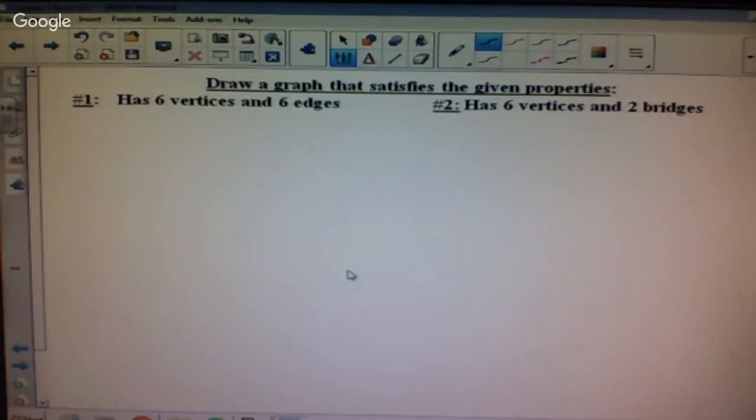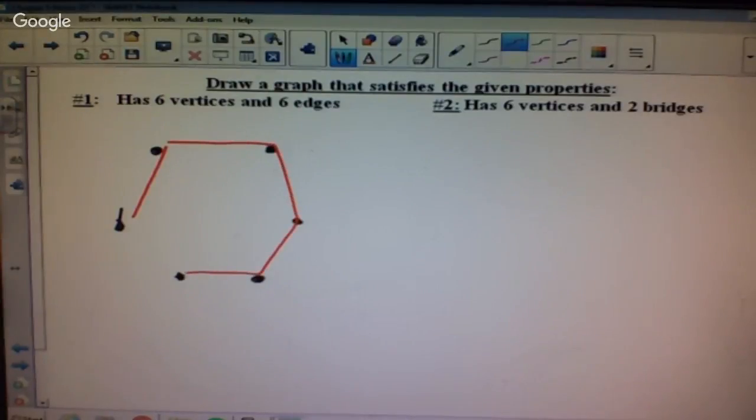So what do I need to draw first? I need to draw some kind of 6 dots. 6 vertices. Gianni got very specific and said a hexagon. I just need 6 vertices. I now need 6 edges. So I need to draw 6 lines. Doesn't matter where you put them. Just make sure you count. 1, 2, 3, 4, 5, 6. So literally a hexagon will cut it.